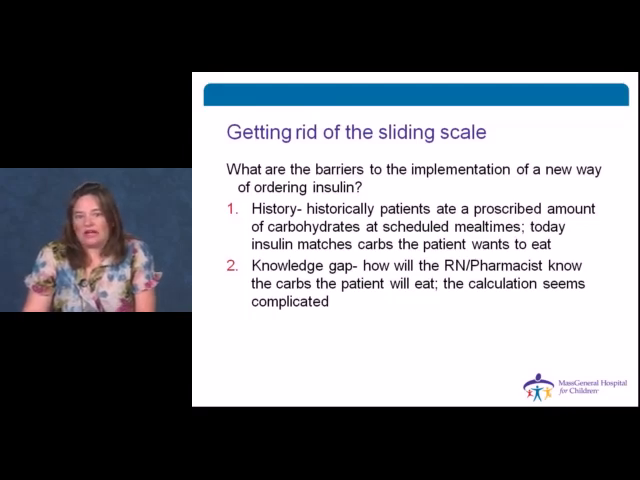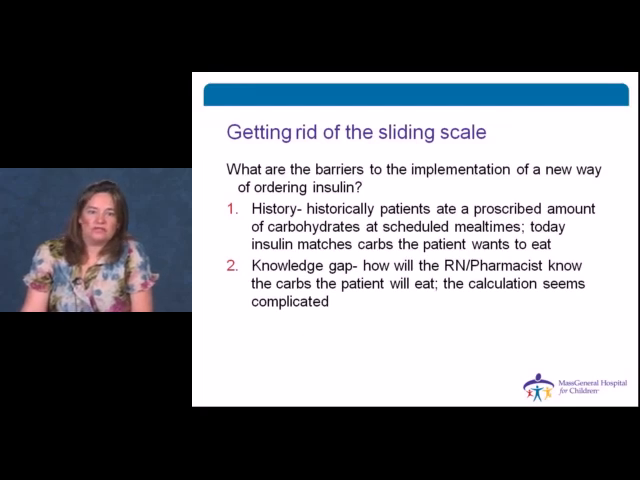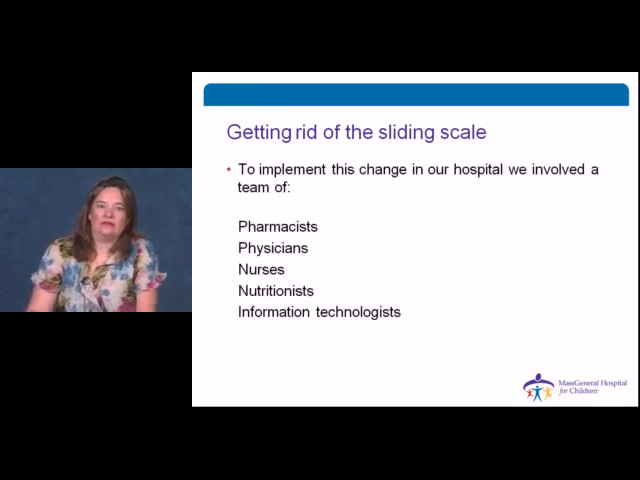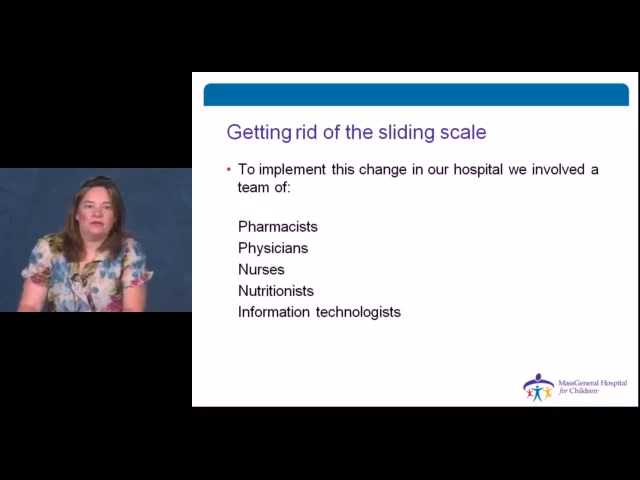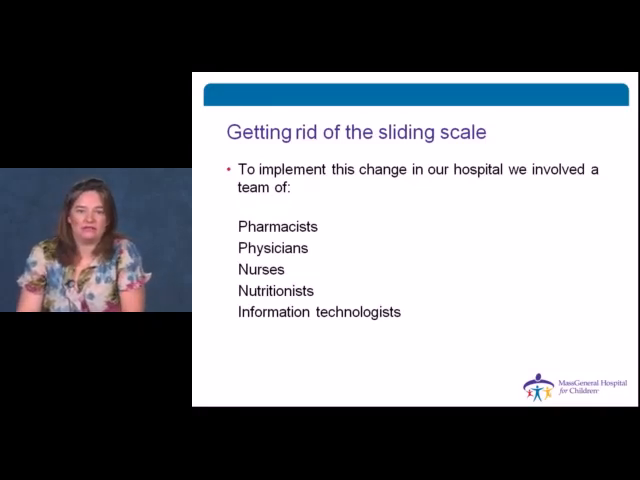And there's a knowledge gap and some fear. How will the nurse or pharmacist know exactly what the patient's going to eat and how many carbs are in what they're about to eat? And the calculation, which I showed you with all the division and the minus and the rounding, is complicated. So what we did is we convened a group of pharmacists, physicians, nurses, nutritionists, and also the IT folks to make this happen and get rid of the sliding scale.